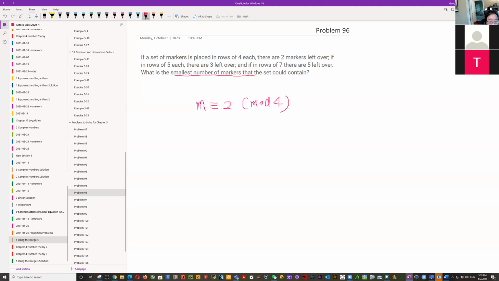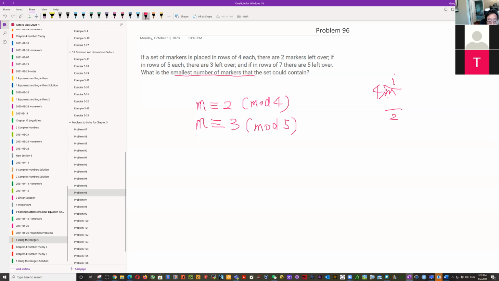So basically, this is equivalent to m divided by 4. It will end with some number, let's say i, and then the remainder will be 2. The way it's stated, just mathematically expressed, it will be this way. And if rows of 5 each, there are 3 left over. So m is congruent to 3 mod 5.